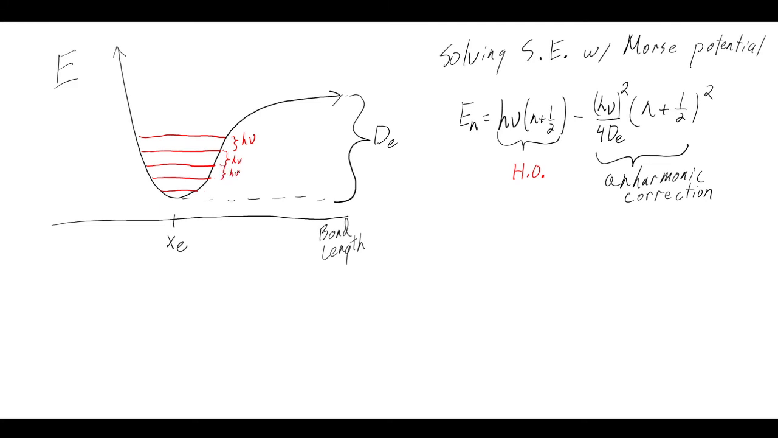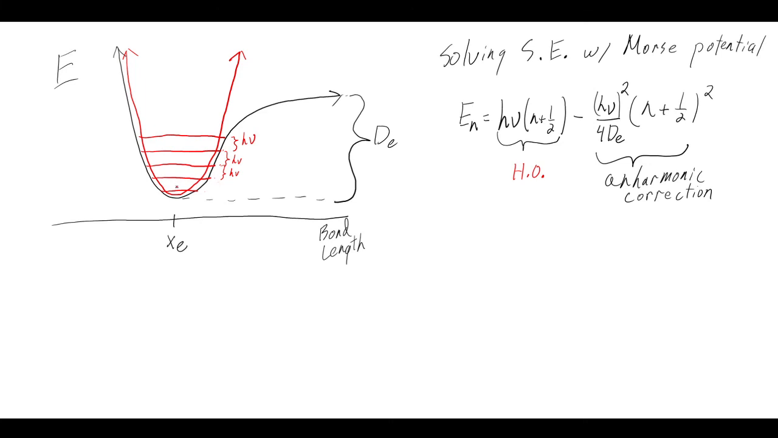And so the harmonic oscillator with its harmonic potential that looks like this has a symmetry to its eigenenergies. They're all equally spaced. But in the anharmonic potential and real molecules, this isn't the case.